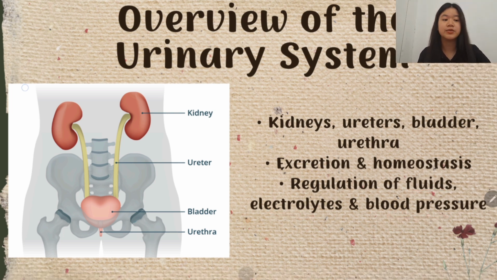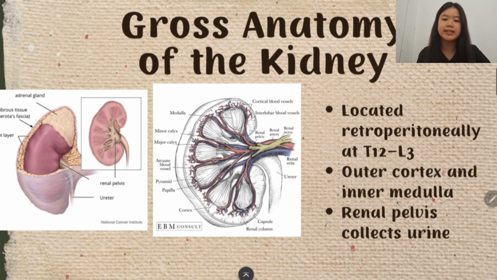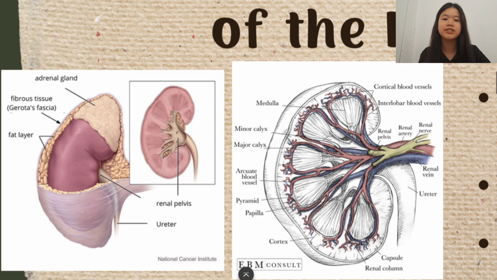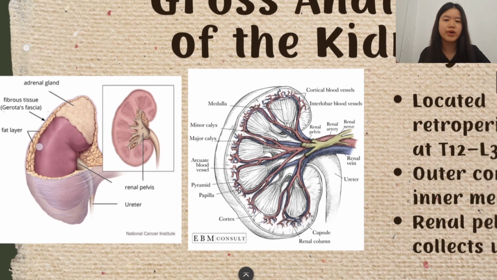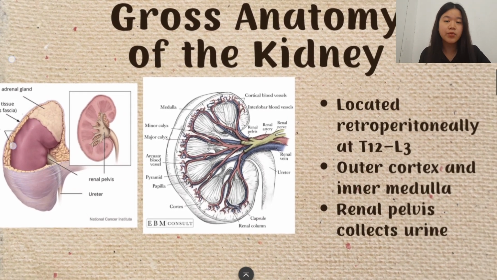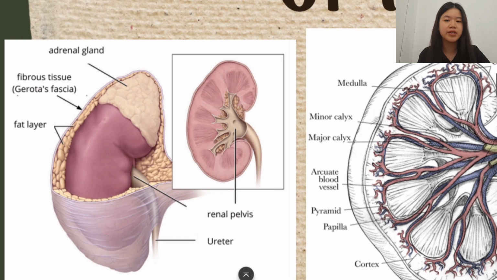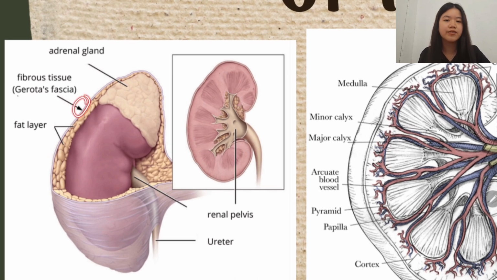Now let's take a look at the gross anatomy of the kidney. The kidneys are paired bean-shaped organs located in the posterior abdominal wall and are classified as retroperitoneal organs. They lie approximately between the T12 and L3 vertebral levels, with the right kidney positioned slightly lower due to the presence of the liver. Externally, each kidney is surrounded by a fibrous renal capsule, followed by layers of adipose tissue and renal fascia, which provide protection and support.